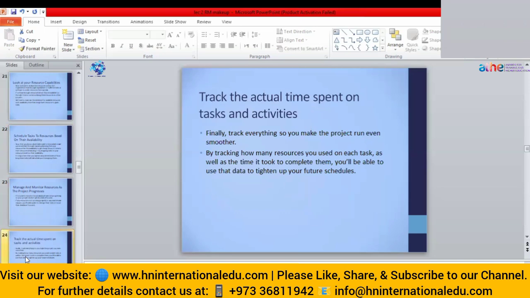Track the actual time spent on the tasks and activities. Finally, track everything so you make the project run even smoother. So now we have to check our planning at every step by tracking how many resources you use on each task as well as the time it took to complete them. You will be able to use the data to tighten up your future schedules.